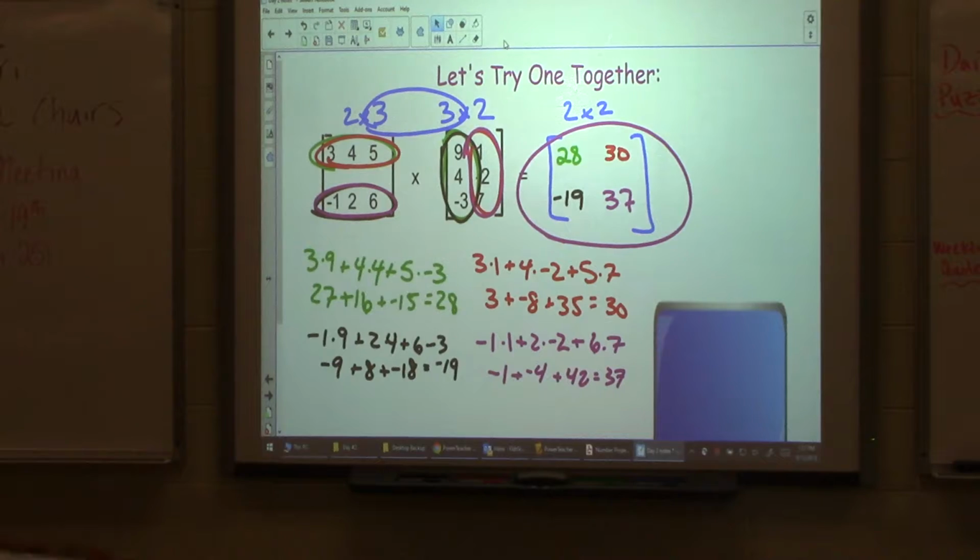So I'll give you maybe a couple minutes to work on the top two, and then we'll go through the top two, and then give you a couple more minutes to work on the bottom two, and we'll go through the bottom two. All right?